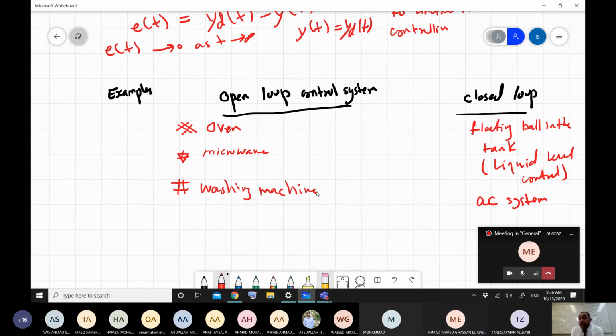Now, in terms of performance, which is better, the open loop or the closed loop? Closed loop. Why? Because the closed loop can react to any changes in the process or the plant in general, can react if any disturbance happens to the system. Yes or no?